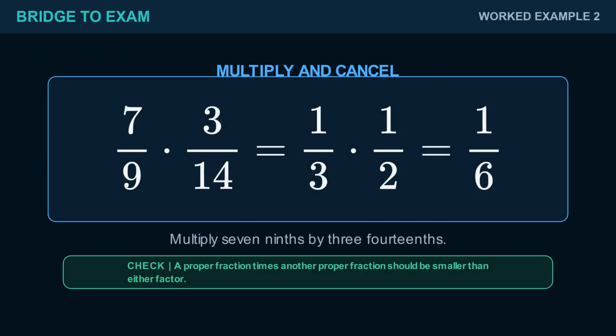Worked example 2. Multiply 7/9 by 3/14. Cancel the factor 7 with 14 and the factor 3 with 9. The remaining product is 1/3 times 2, which is 1/6. Check. A proper fraction times another proper fraction should be smaller than either factor.